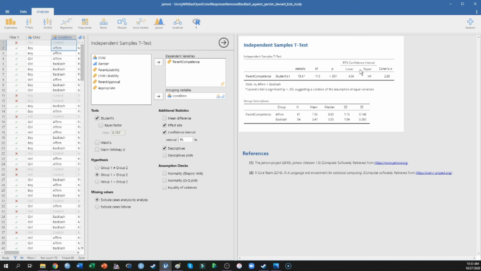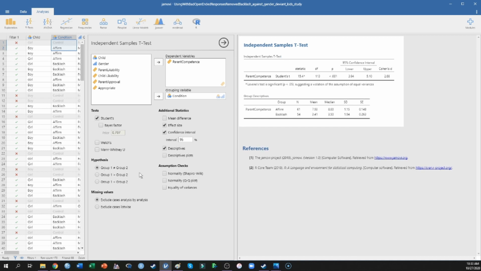So what we're seeing here is that the 95% confidence interval is saying that the difference between these two means is from 4.04 to infinity, and the reason that it's infinity is because I had a specific hypothesis about the directionality. You can see here if I do a two-sided t-test, then what it's going to show me is a 95% confidence interval ranging from 3.94 to 5.10.